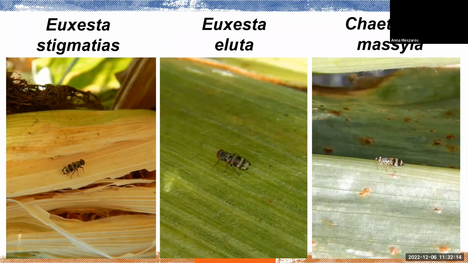I will primarily talk today about these 2 species here, Euxesta stigmatias and Euxesta eluta. Chaetopsis massyla, although adults can be pretty abundant in the corn fields, is typically not as much of a problem.